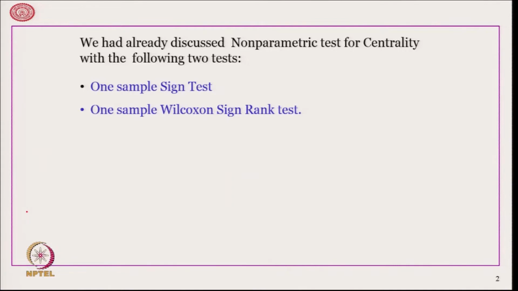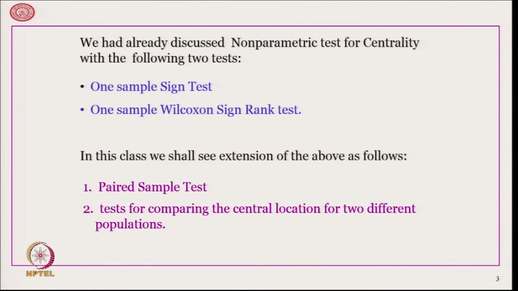In the last class, we had already discussed two non-parametric tests for centrality. In particular, we have studied one sample sign test and one sample Wilcoxon signed rank test. In this class, we shall see extension of the above two as follows. We shall first study paired sample test and also we will look at test for comparing the central location for two different populations. That means two sample test.